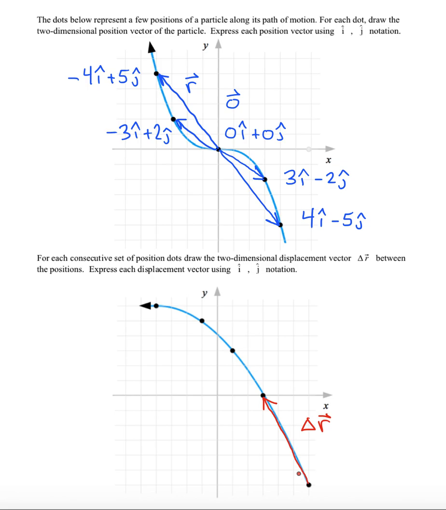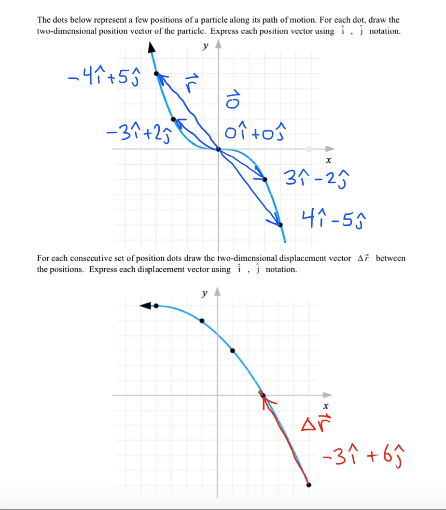Now let's see if we can put it in ij notation. We have to start at the tail and then see how far we're going horizontally and in what direction. So 3 units to the left, and 1, 2, 3, 4, 5, 6 units up. So negative 3i plus 6j would be a way to describe that displacement. It's all about how far you moved to the right or left, and then how far you went up or down from your starting point.